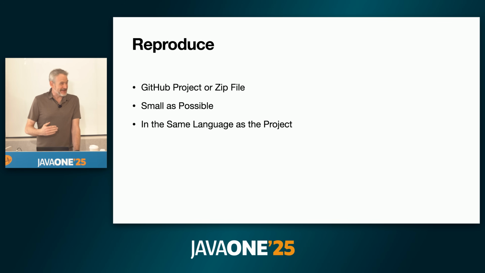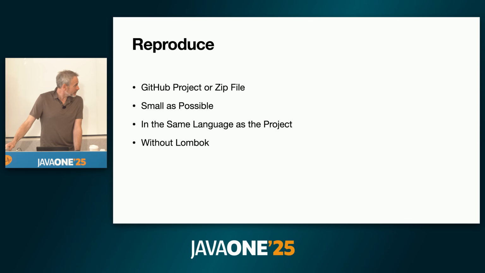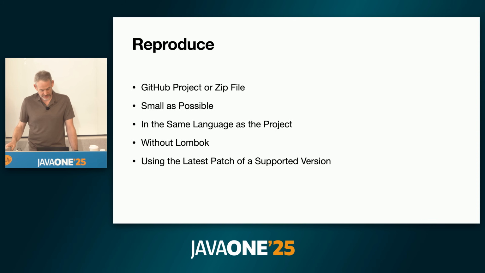Ideally in the same language as the project's written in. So Spring Boot is like 95% Java and a little bit of Kotlin. So unless the issue only occurs in the language you're using, then ideally give us a sample in the same language. That'll give us the least friction. You're free to use Lombok in your own code, but if you submit a sample, again, keep the dependencies to a minimum. Try not to use Lombok in the samples.